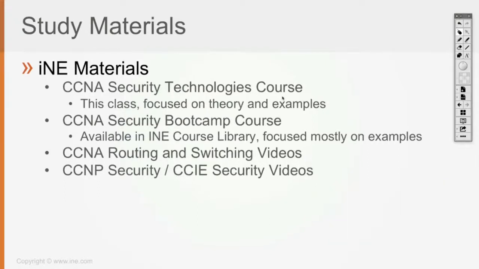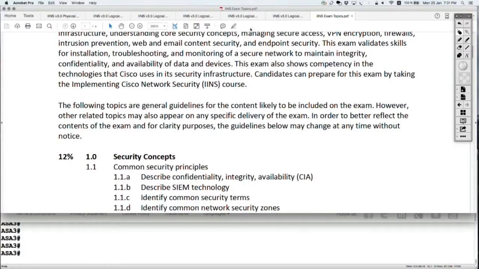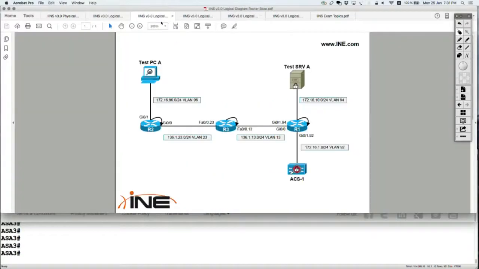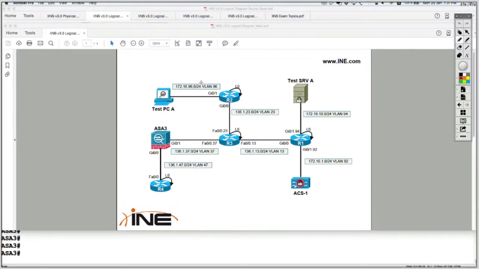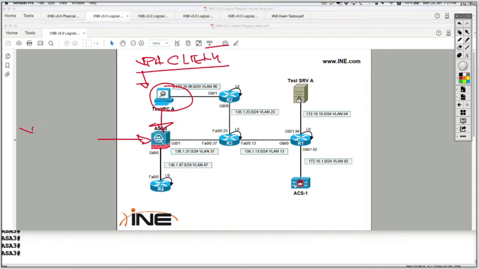Because for example, if you look here at the diagram, let's pick any of the logical diagrams. Let's say I'm going to build a remote access VPN of type IPsec between TestPCA and ASA3. TestPCA is going to be my VPN client. Well, this other device is going to be my VPN gateway.